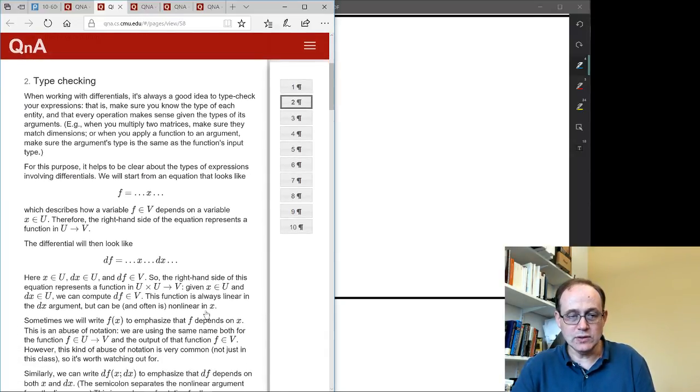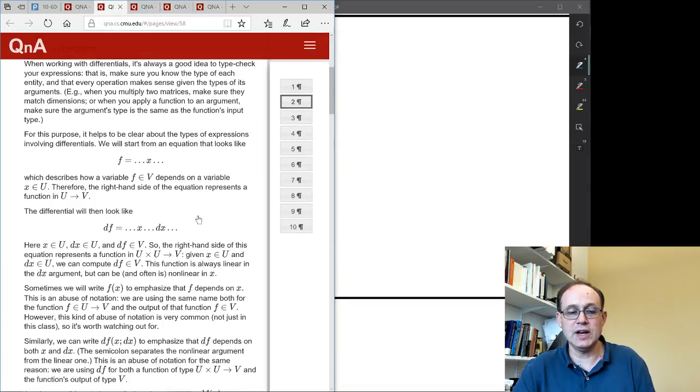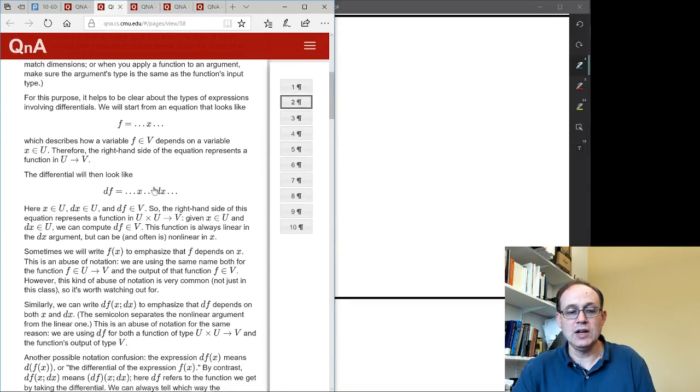I should point out, as always, it's a good idea to do type checking to make sure you understand an expression. So let me talk about what the types are going to be. We'll have some equation where a variable f is a function of some other variable x. F could be in some vector space V, x could be in some other vector space U. So this describes a function that maps a vector in U to a vector in V. The differential then will take two vectors in U, x and the change in x, and map those to a vector in V, which is going to be the change in f.